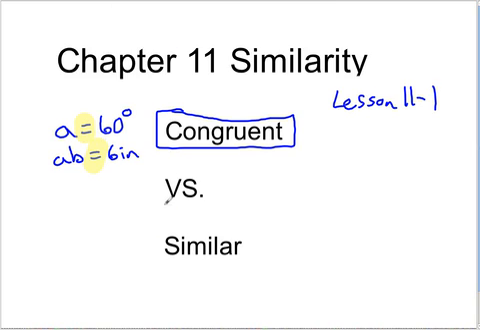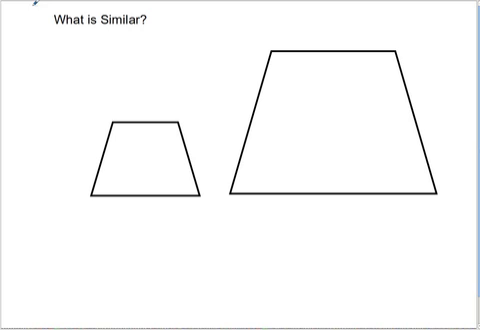Now we're going to change our thinking a little bit, and we're going to talk about not if things are congruent, but rather if things are similar. So let's take a look at two polygons. Here I have a trapezoid and a larger trapezoid here. So we're going to ask the question, what does it mean for two polygons to be similar?